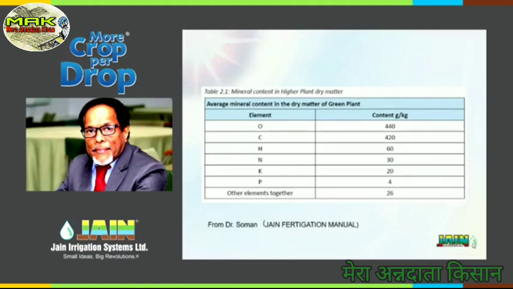The slide shows that if you have 30 gram of nitrogen per kg in the plant, it means it is having sufficient. Like that, phosphorus at 4 gram per kg is sufficient. And there are a lot of other elements, which we call the secondary elements as well as the micro elements, which together come to about 26 gram per kg. But whatever I said is only the theory part of it. It doesn't make any sense in the practical sense.